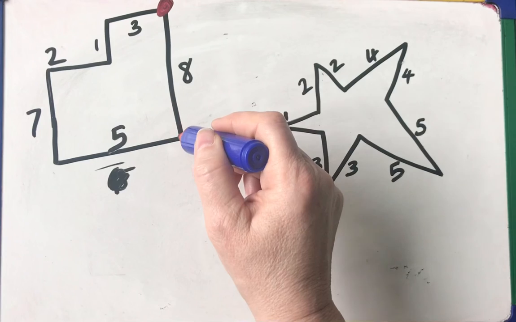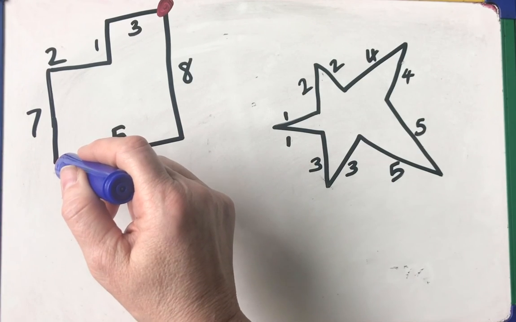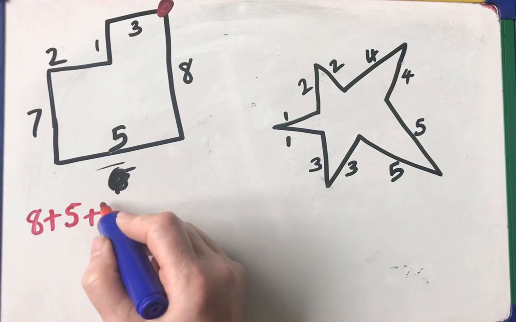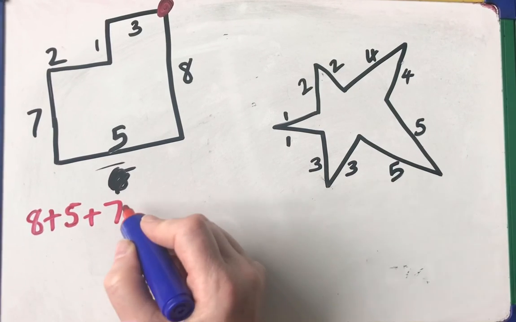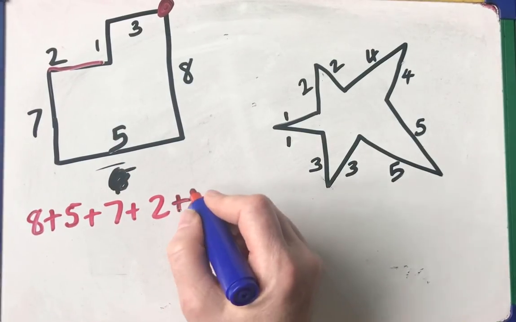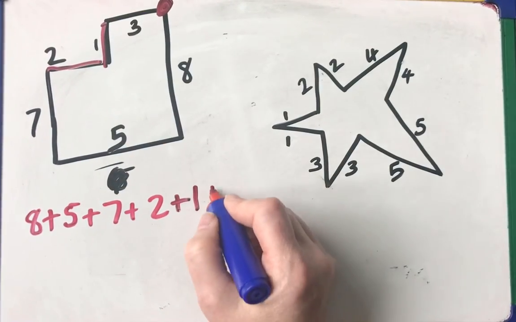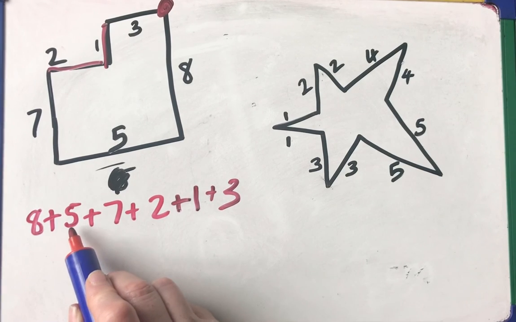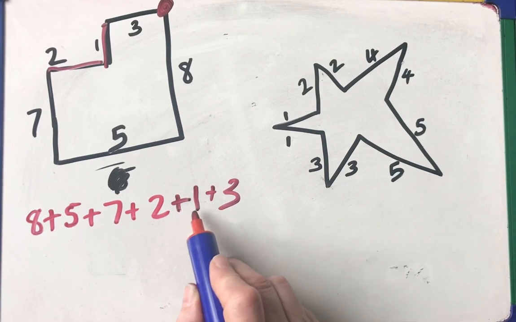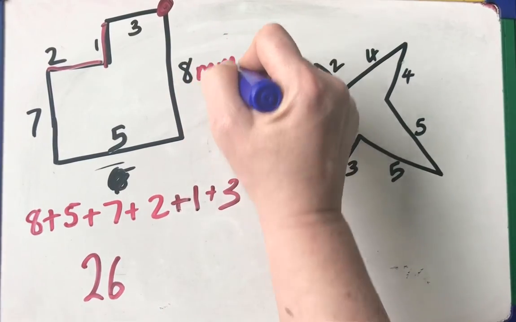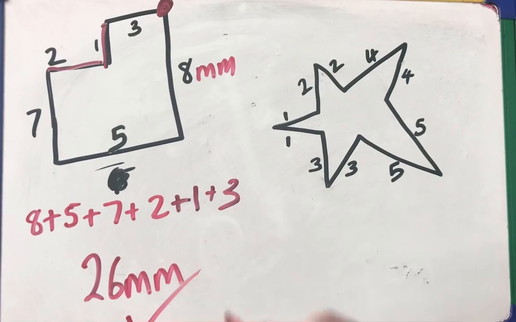So 8 plus 5 is 13. 13 plus 7 is 20. 20 plus 2 is 22, plus 1, and then plus 3. So 8 and 5 is 13, 20, 22, 23, 26. Let's have them as millimetres. I hope you got that right.